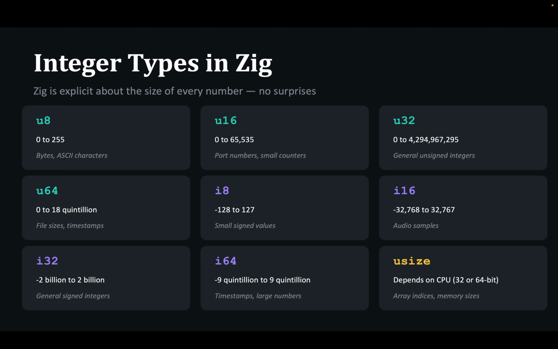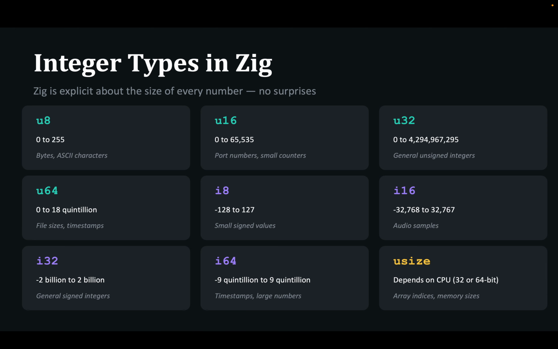u32 similarly means 32 bits. i32 means signed 32 bits, so you can go negative. That means about minus 2 billion to plus 2 billion. Similarly, i64. There is also something called usize, an unsigned integer whose actual size depends on your CPU. On a 64-bit machine it will be 64 bits, and on a 32-bit machine it will be 32 bits.